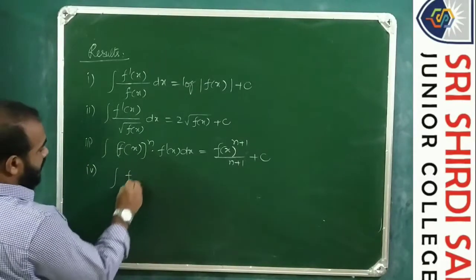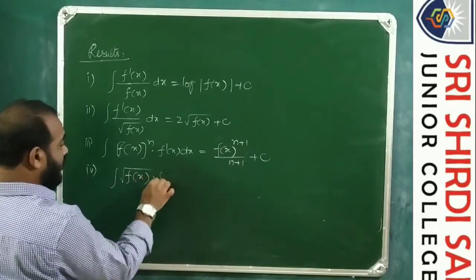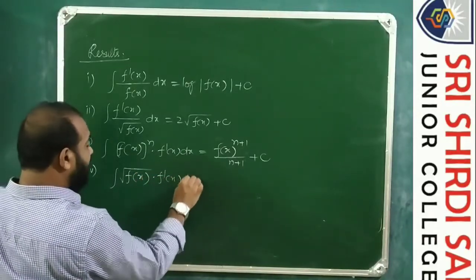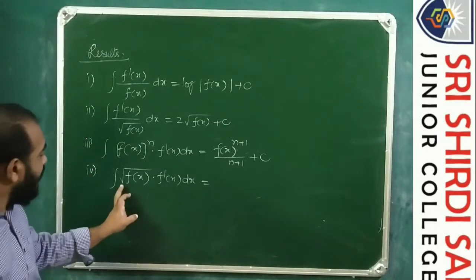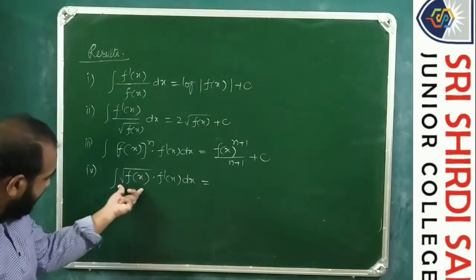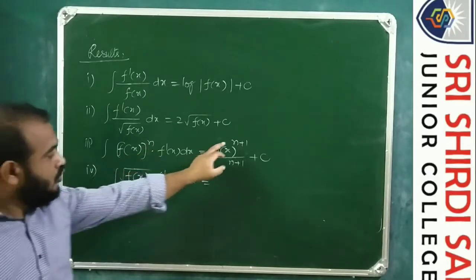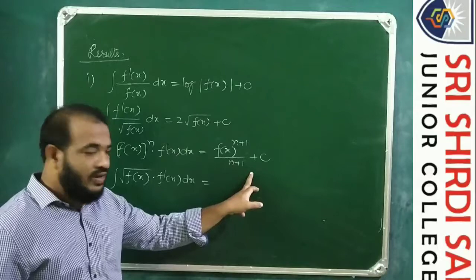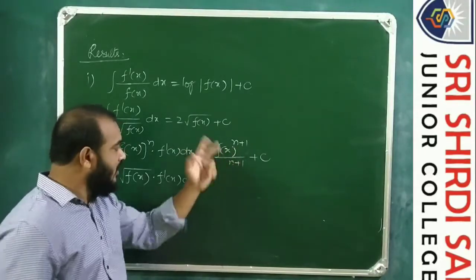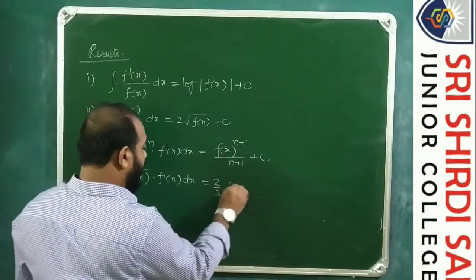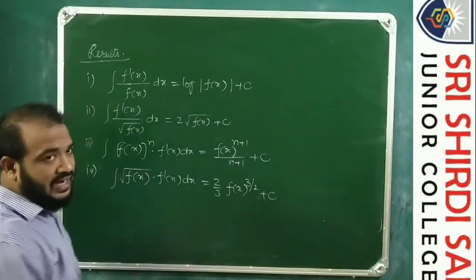Integral root f of x into f dash x dx is equal to, so root f of x can be written as f of x whole power 1 by 2. So this is just an application of this, with 1 by 2 in the place of n. So 1 by 2 plus 1 is 3 by 2, and 1 by 3 by 2 is 2 by 3. So it is 2 by 3 f of x whole power 3 by 2 plus constant of integration c.